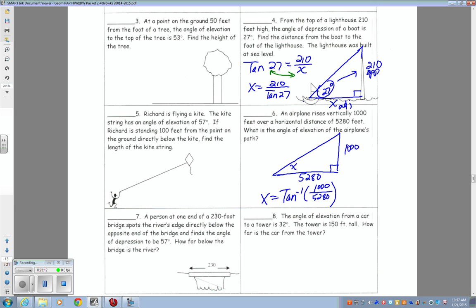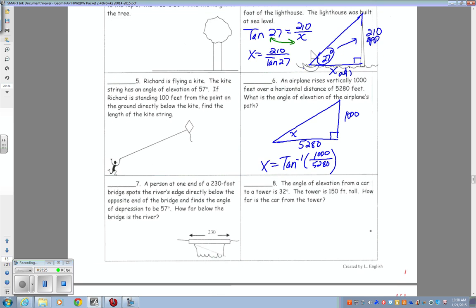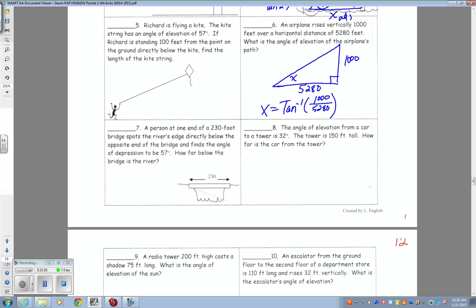If no picture is drawn for you, what type of picture are you going to have to draw? A right triangle. Get in the habit of drawing a right triangle and then labeling it based on the given information in the scenario. Like on number 8, angle of elevation from a car to the tower. We're going to use the right triangle. Elevation is the horizontal and the hypotenuse. The tower is 150 feet tall. How far is the car from the tower? You're going to start seeing a pattern here.